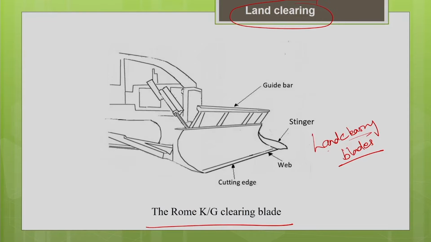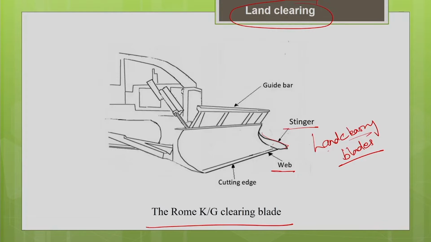This blade has a vertical knife called a stinger, and a horizontal knife called a web. So it has both a vertical knife and a horizontal knife. With this you can easily cut the trees. Generally for cutting the trees you need more tractive effort, more power is needed. So you have to use a very big bulldozer, a very big tractor unit, so that you will be able to deliver more power.